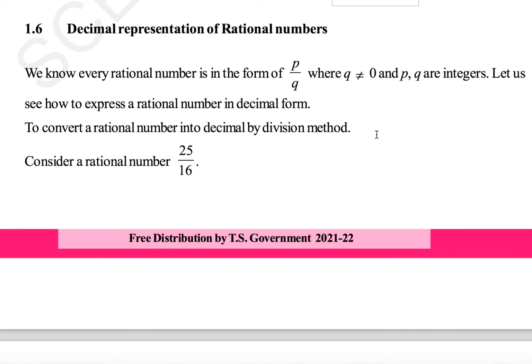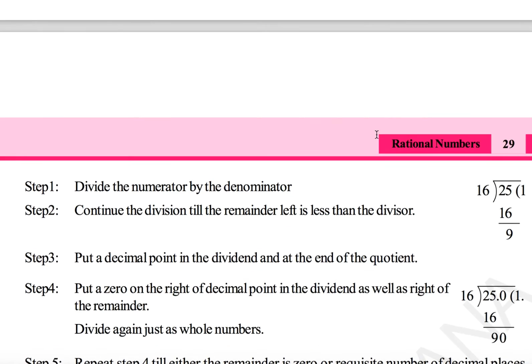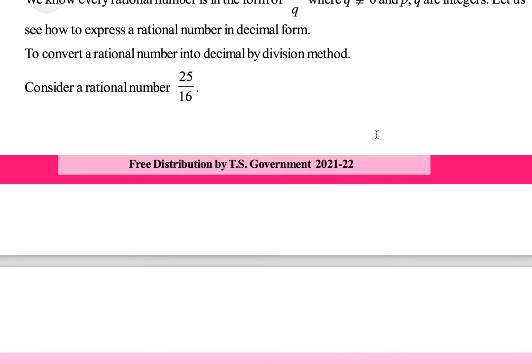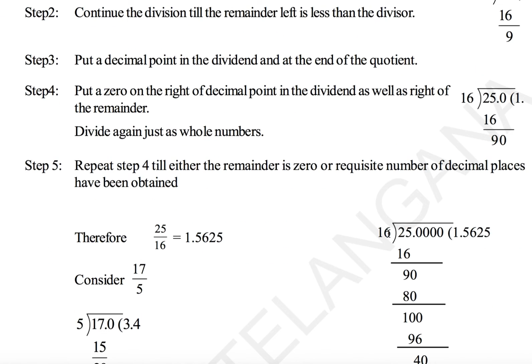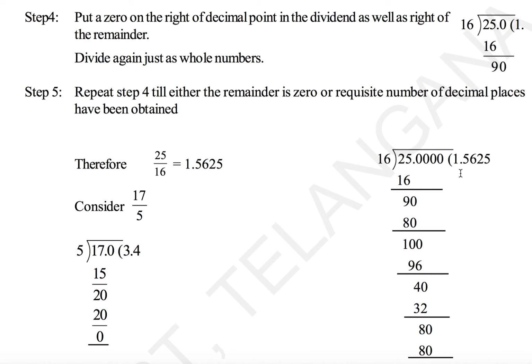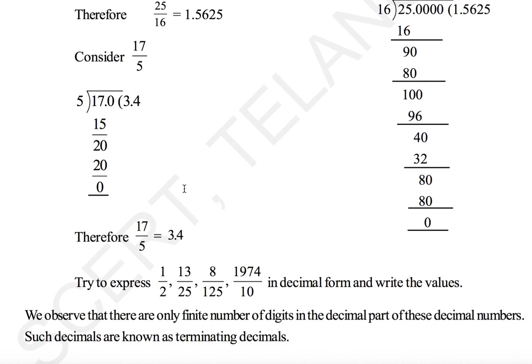Decimal representation of rational numbers. We know every rational number is in the form of p by q, where q is not equal to 0 and p and q are integers. Let us see how to express rational numbers in decimal form. To convert a rational number into decimal by the division method, consider a rational number 20 by 16. Divide the numerator by the denominator. This is a continuous division process. 16 1 is 16, 9 remainder, put a point here and put a 0 here, and then continue the division process.